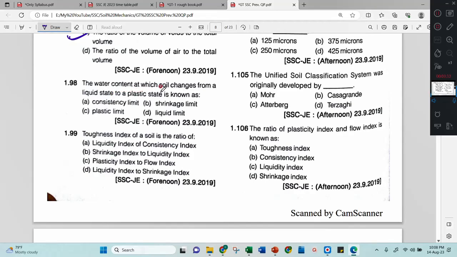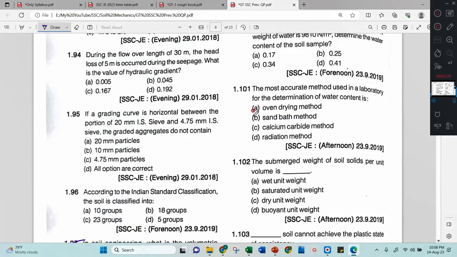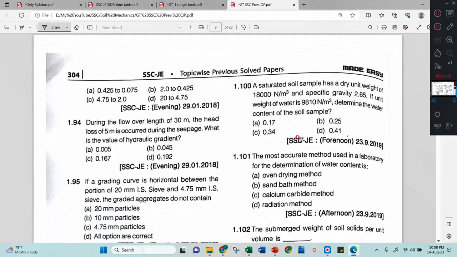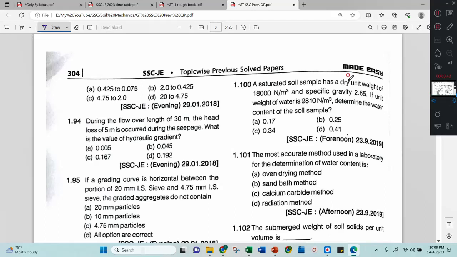Next, water content at which soil changes from liquid state to this one. No toughness will not be required right now. The saturated soil. Saturated soil sample has a dry unit weight this much, specific gravity this much, unit weight of water is this much. Determine the water content of the soil. Shrinkage limit. This is the 100th question.